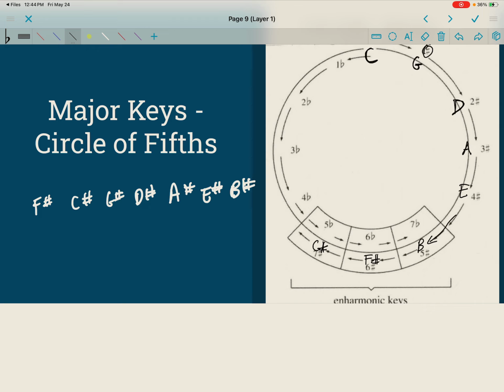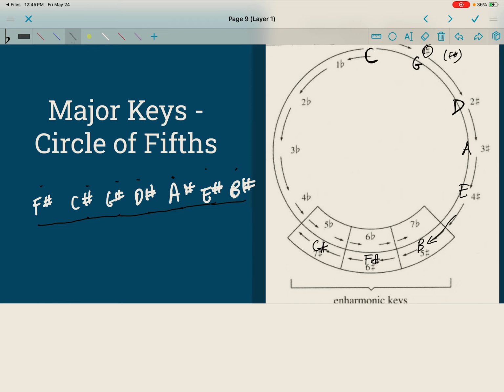Why? Because you have 1 sharp over here for G, right? The 1 sharp that you're going to have is F sharp. The 2 sharps that you're going to have in the key of D are F sharp and C sharp. In the key of A, you'll add that G sharp. In the key of E, you'll have F sharp, C sharp, G sharp, D sharp, right? In the key of B, you'll have all 5 sharps, F sharp, C sharp, G sharp, D sharp, A sharp. Then you're going to add another one, which is E sharp in the key of F sharp, and B sharp in the key of C sharp.